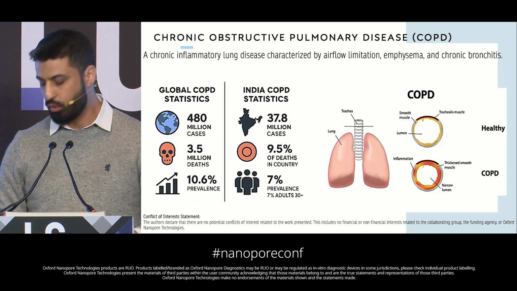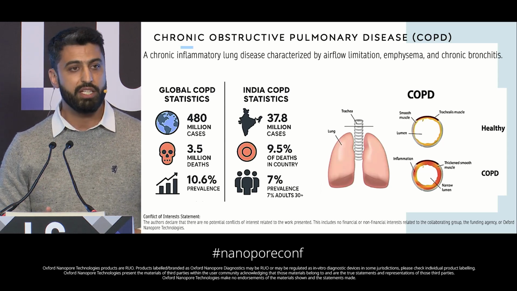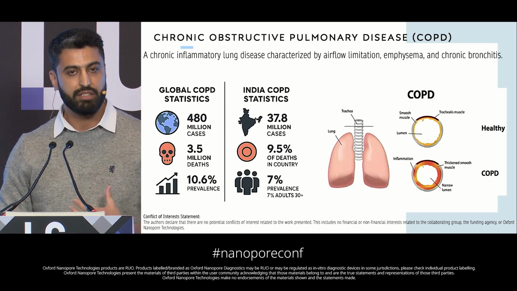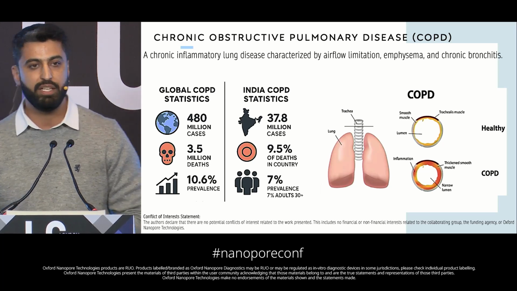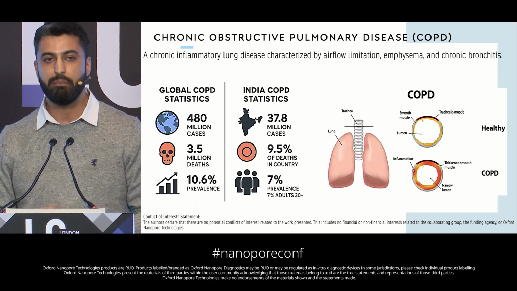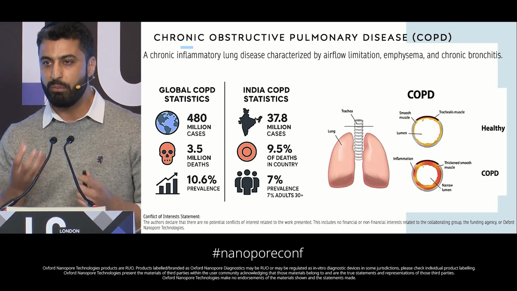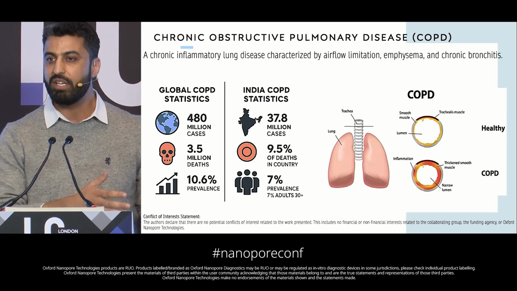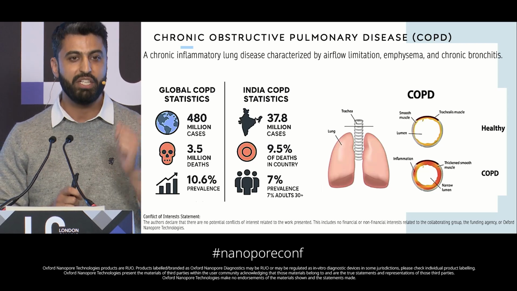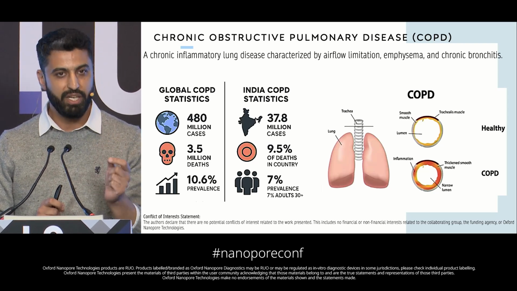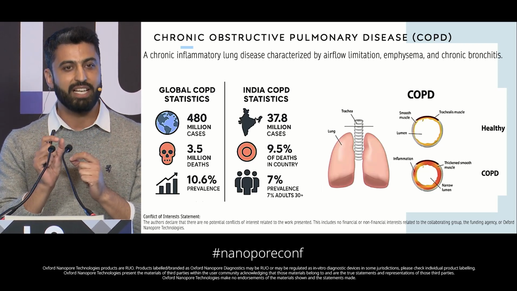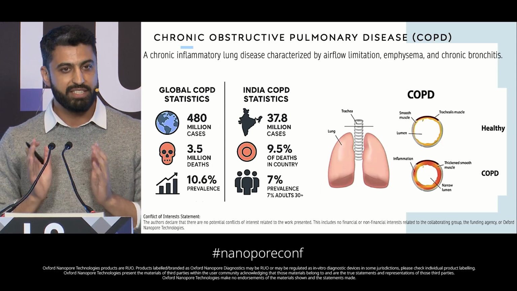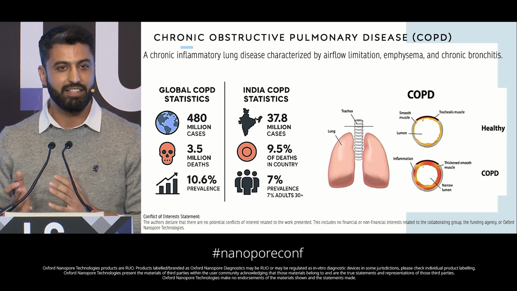COPD is a progressive and irreversible lung disease, characterized by continuous lung distress. A patient is unable to breathe normally. When we breathe, air goes down from our windpipe to our lungs, and in the lungs it moves through a network of airways. At the end of each airway, there are small air sacs which hold air. When you exhale, those air sacs deflate, and that's normal.